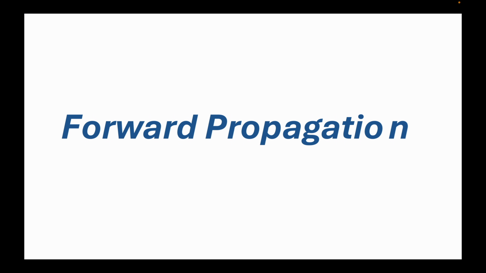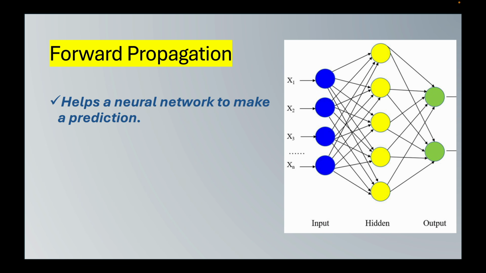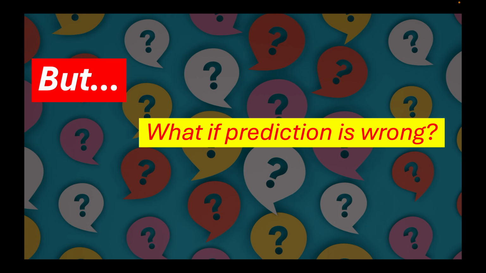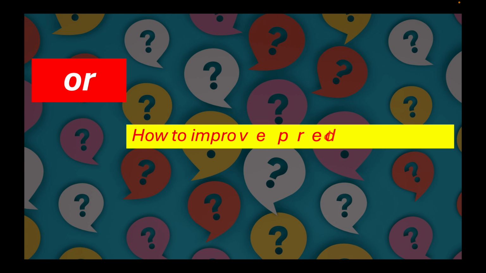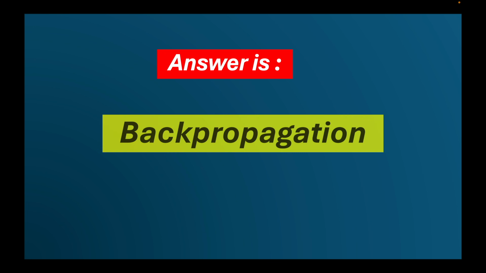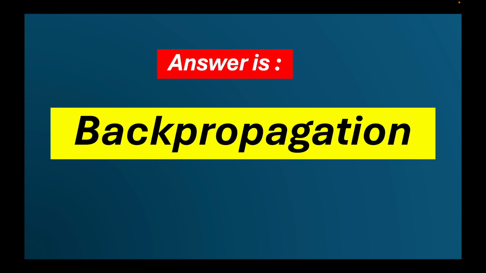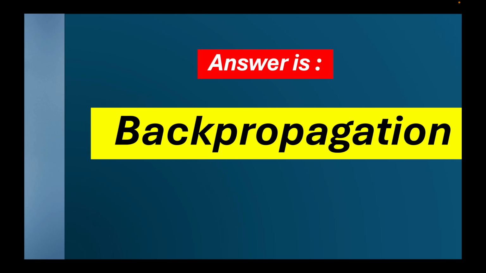In my previous video, we learned about forward propagation. We understood that forward propagation helps a neural network to make predictions. But what happens if our prediction is wrong? Or how can we improve our predicted output's accuracy? The answer is backpropagation. Hence, backpropagation is one of the very important algorithms in deep learning.